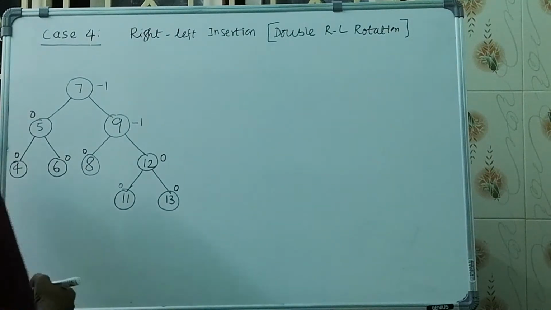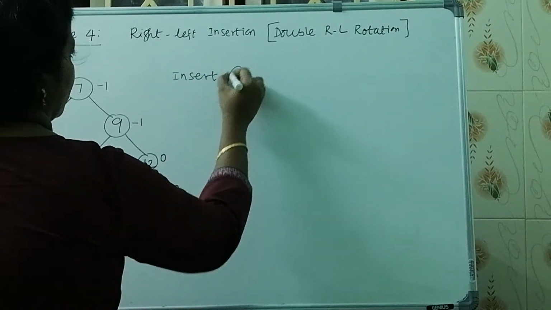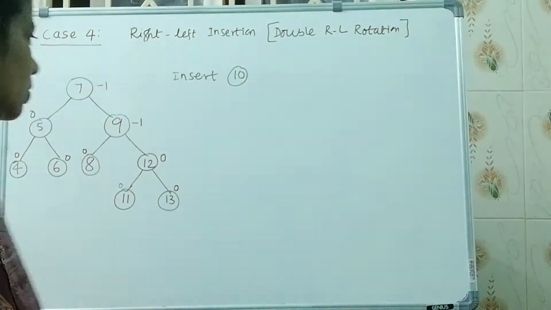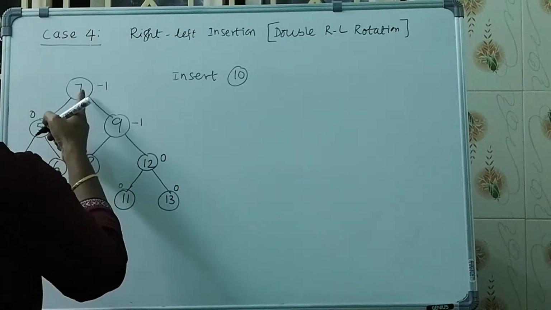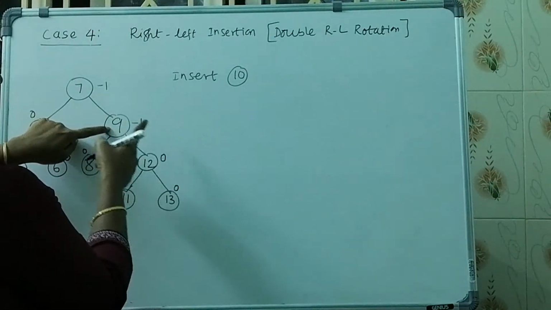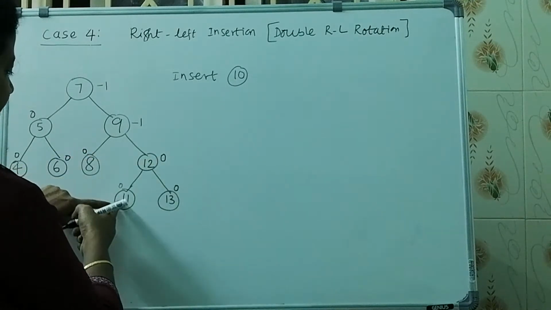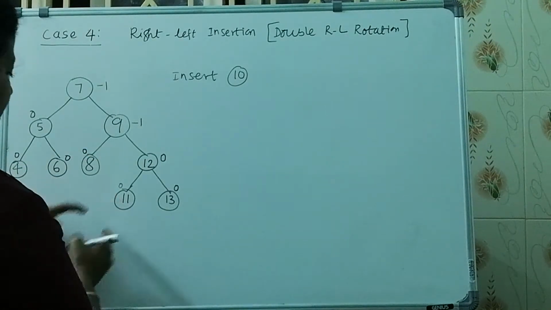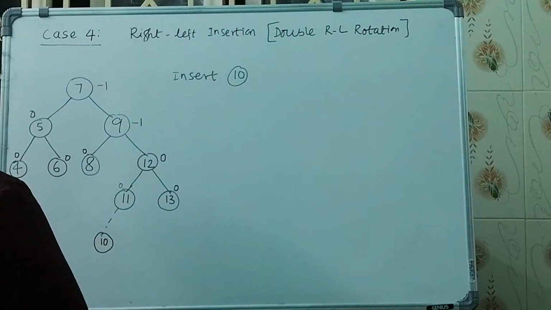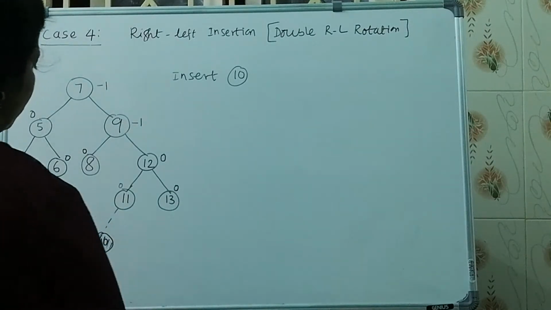Now let us insert a new node. Okay, insert a node whose value is 10. Now let us find the right position where this 10 goes in this tree. Since 10 is larger than 7, we take right. 10 is larger than 9, we take right. 10 is lesser than 12, we take left. 10 is lesser than 11, so we insert to the left side of this 11. Okay, now this is the newly inserted node.